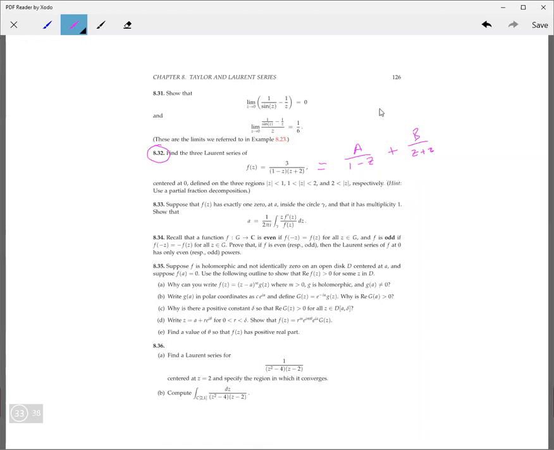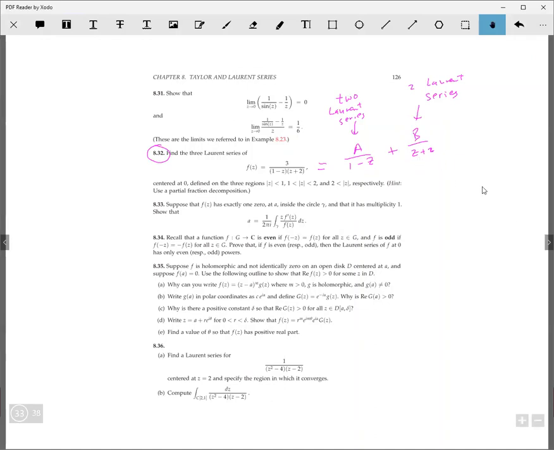Now this one is going to have two Laurent series. We talked about that before. This one's going to have two also, two Laurent series. Let me give you an indication of what that's going to look like, just with this one.